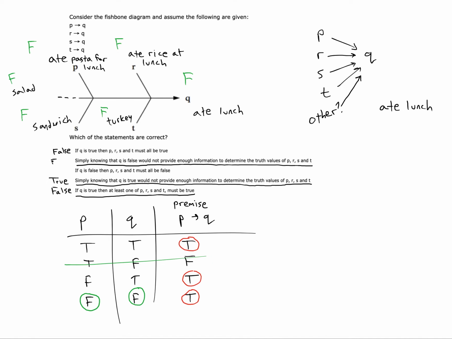This one's actually false, and this middle one is true. If Q is false, then P, R, S, and T must all be false.